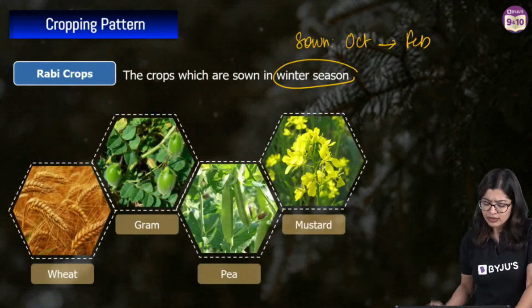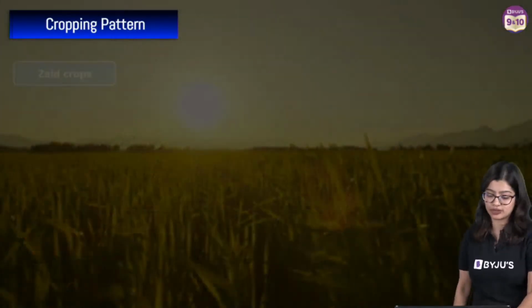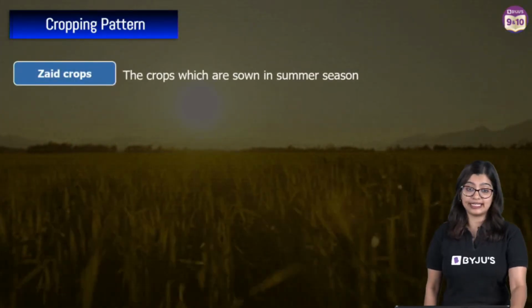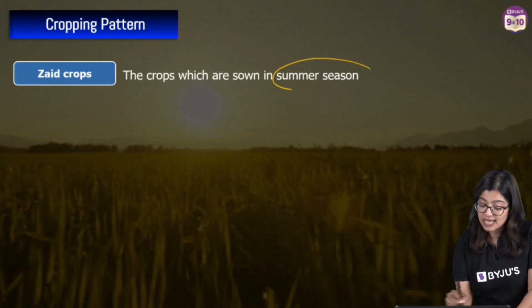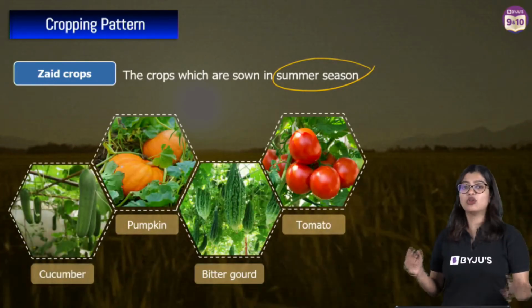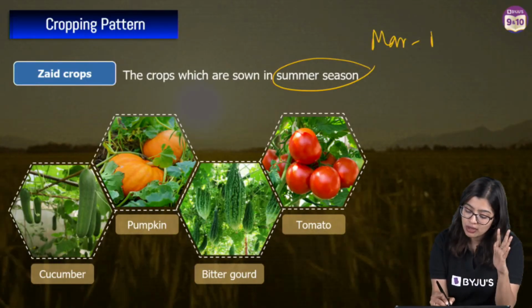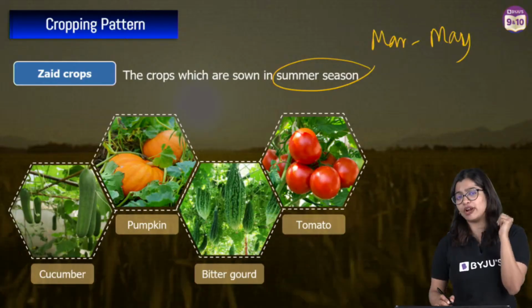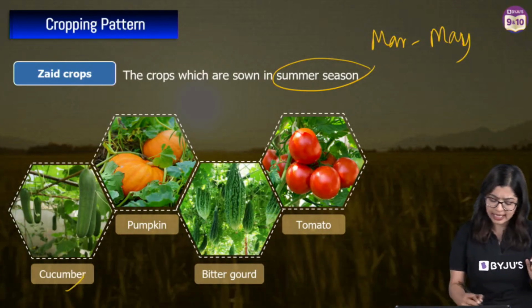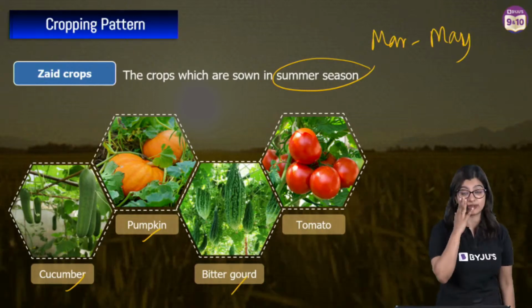Winter crops. So in this case, wheat, gram, pea, mustard are all examples of the same. Now last but not the least, we have Zaid crops. Now what are Zaid crops? Zaid crops are summer crops. Now summer crops are those which are sown between March to May, right? Short period of time, unlike your Kharif and Rabi, which are long period. We see that cucumber, pumpkin, tomato, bitter gourd, they are all examples of the same.